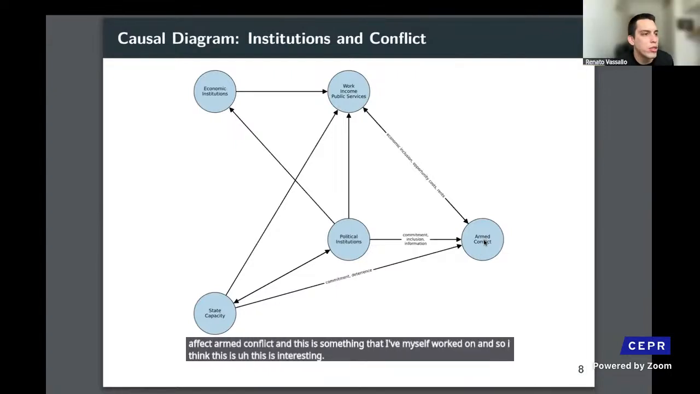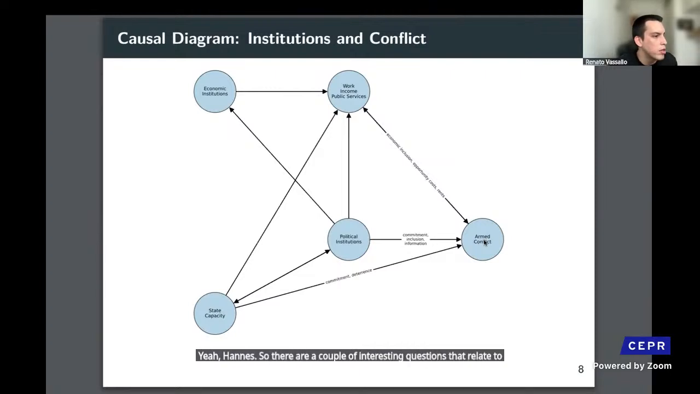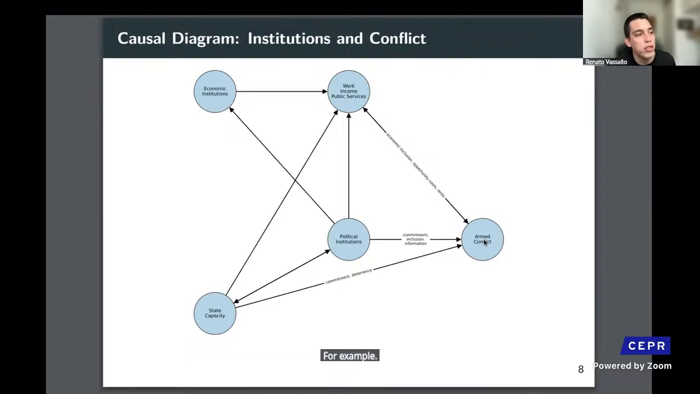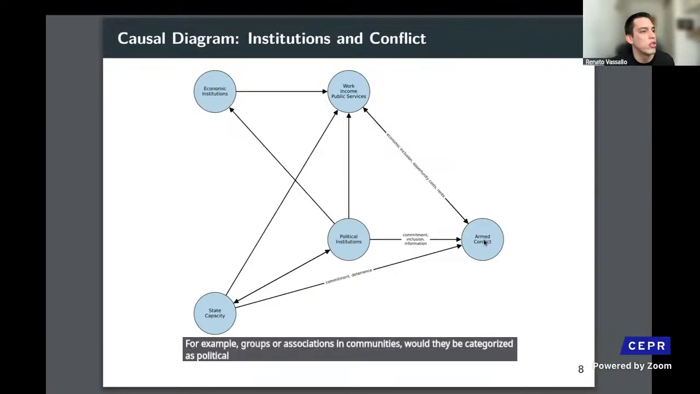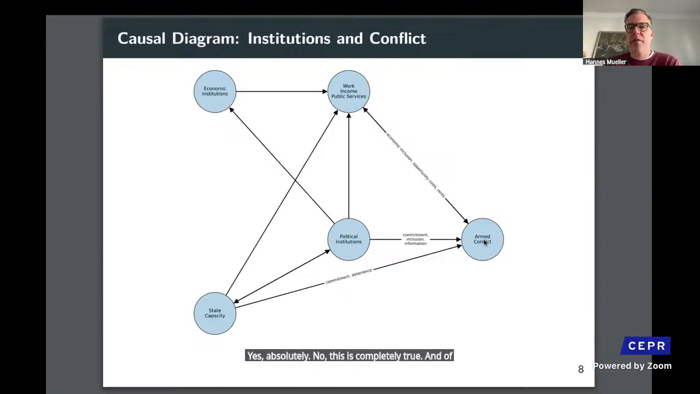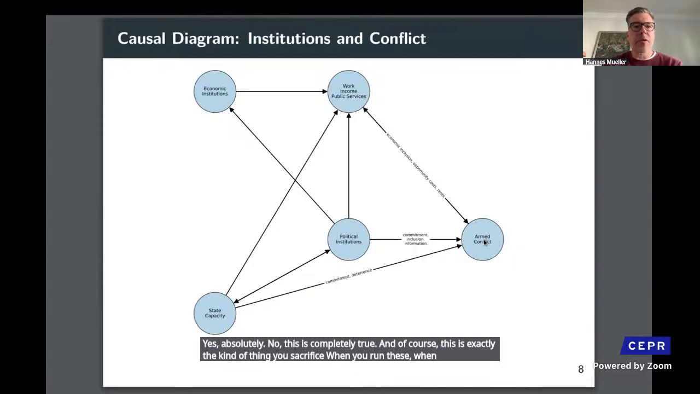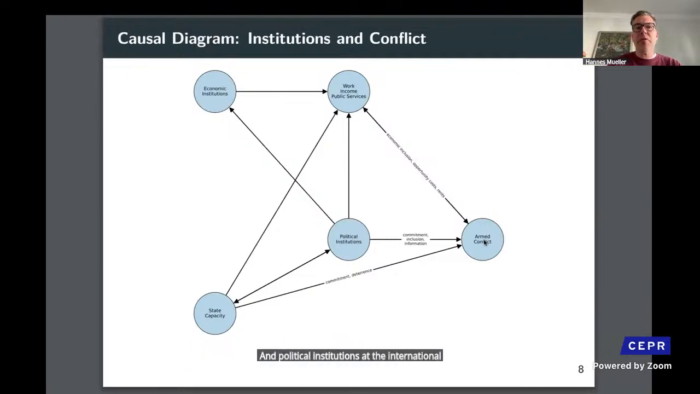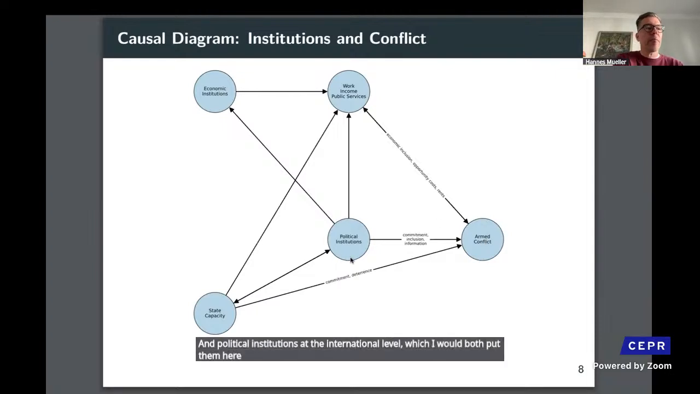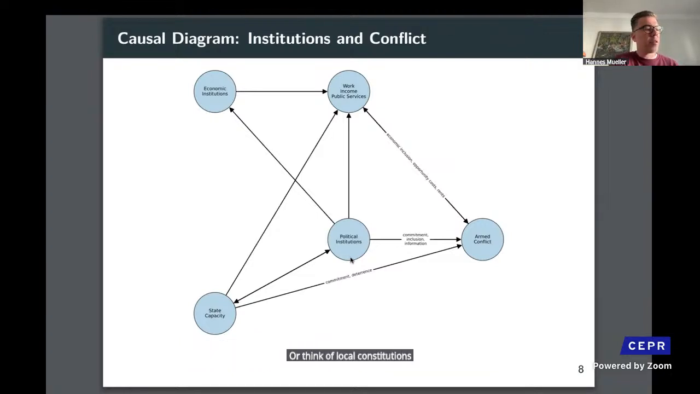Renato: Yeah, Hannes. There are a couple of interesting questions that relate to this final thought. Felipe asked, where do you think informal institutions come into the game, for example groups or associations in communities? Would they be categorized as political institutions? Yes, absolutely, this is completely true. Of course, this is exactly the kind of thing you sacrifice when you make these broad bubbles. There are political institutions at the local level and at the international level, which I would both put under political institutions, and they are both extremely relevant for violent outcomes. Think of the United Nations, or of local institutions like associations, unions, all this kind of thing. Unions are more here, but associations, you're completely right. Also local governments, they're all here, or sometimes also here.